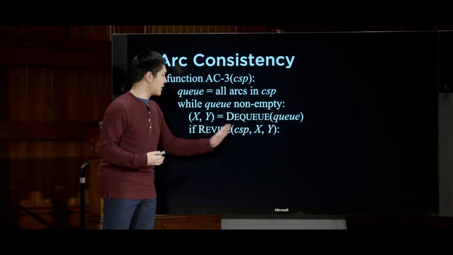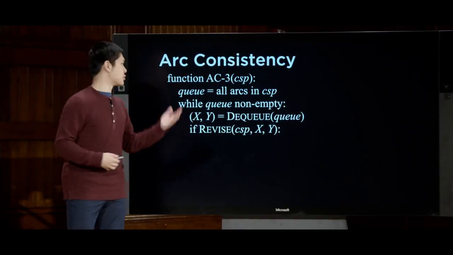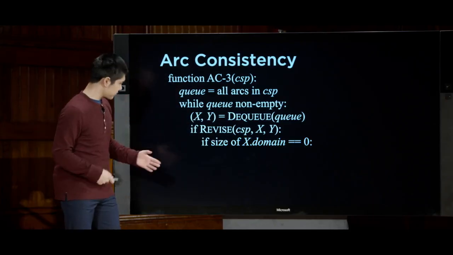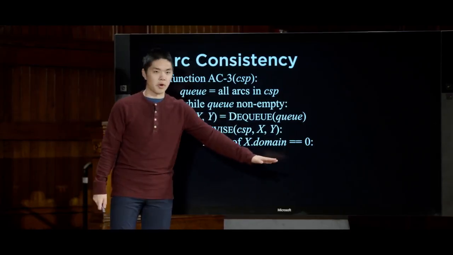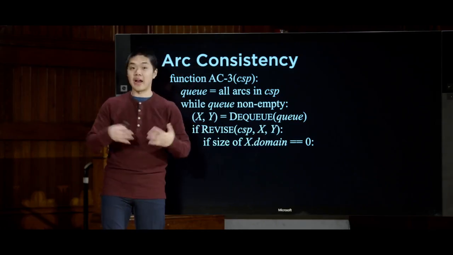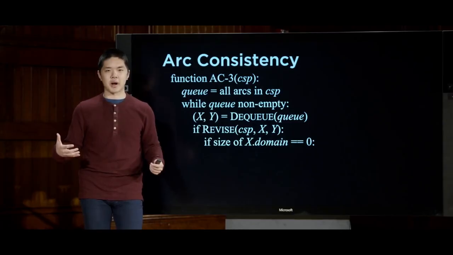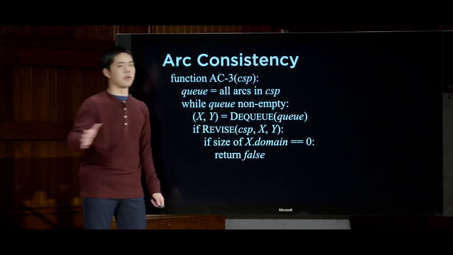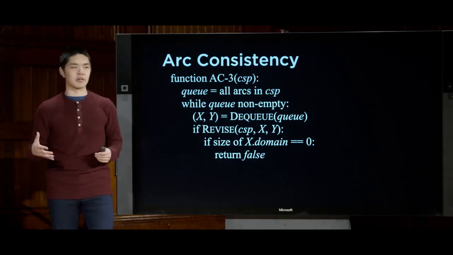And so if ever we did revise x's domain, we're going to need to add some things to the queue, some additional arcs that we might want to check. How do we do that? Well, first thing we want to check is to make sure that x's domain is not 0. If x's domain is 0, that means there are no available options for x at all. And that means that there's no way you can solve the constraint satisfaction problem. If we've removed everything from x's domain, we'll just return false here to indicate there's no way to solve the problem because there's nothing left in x's domain.